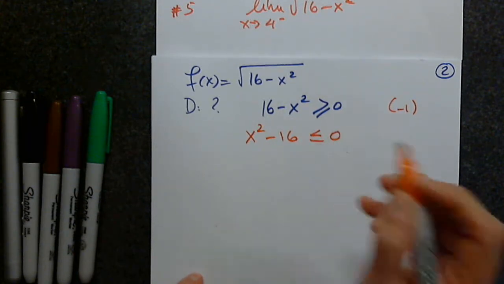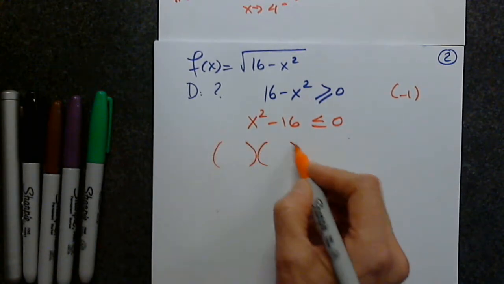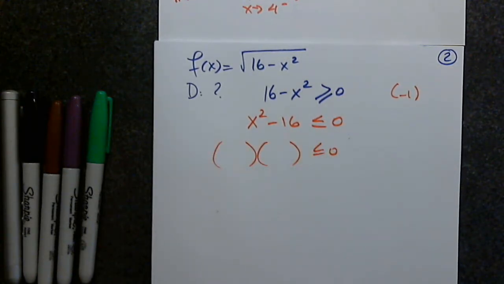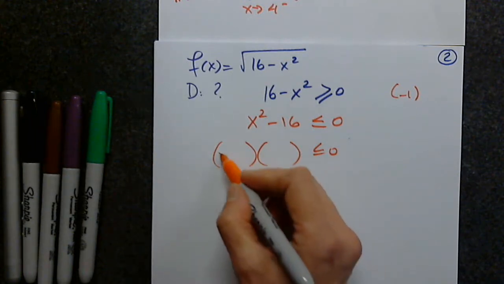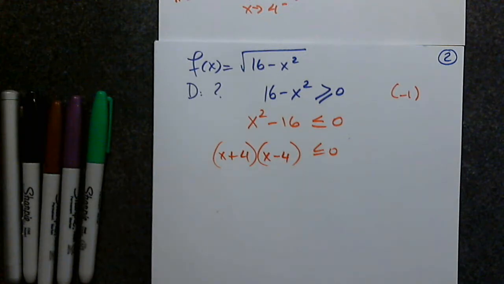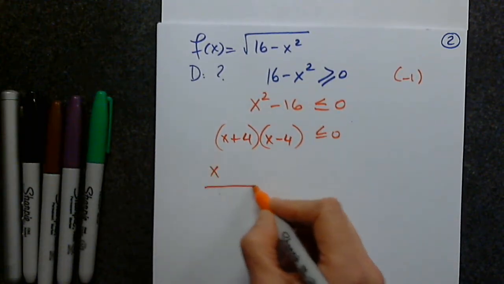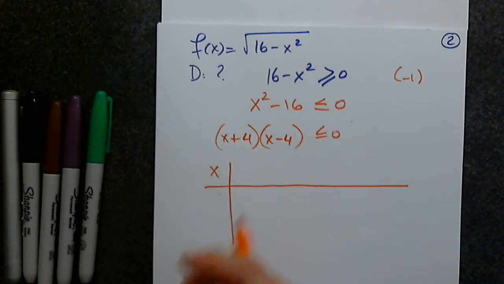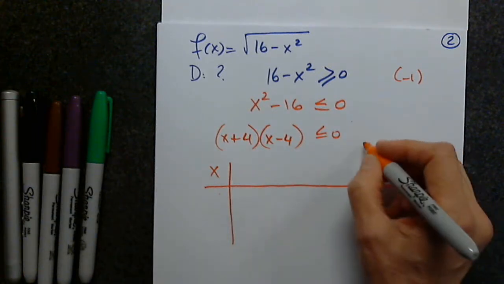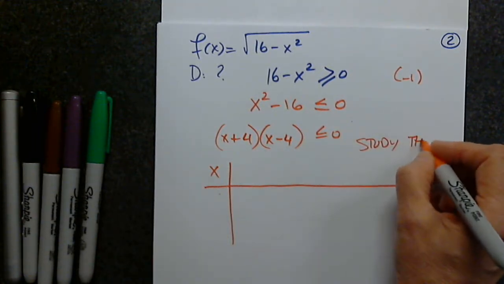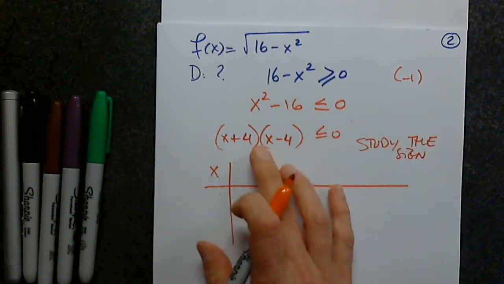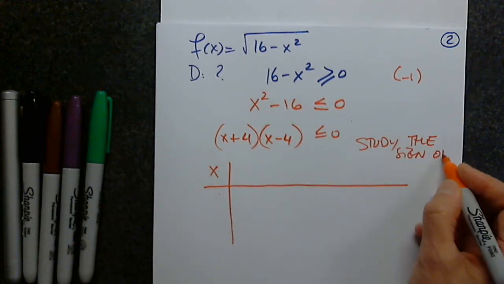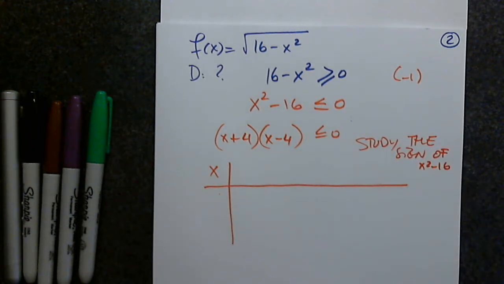Less than. Very good. And now I will factor, indeed. So tell me how to factor x squared minus 16, and the factored form is? X plus 4 times x minus 4. Good. And now I will use the chart. The chart will help us. You don't have to. There are other methods as well. But the chart will help us to study the sign of this expression of x squared minus 16.